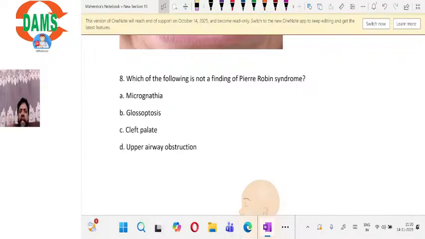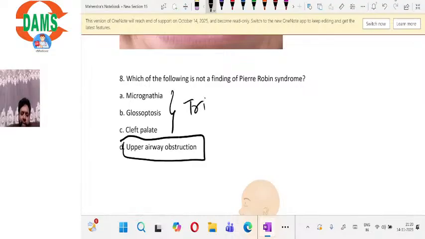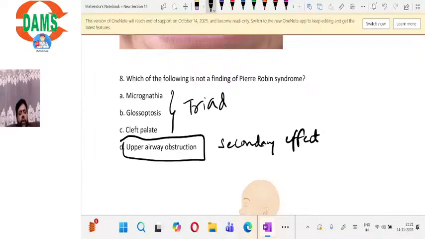Upper airway obstruction takes place. Yes, but it is not a definite finding. The triad is only these three. We have discussed this triad of Pierre-Robin syndrome: micrognathia or retrognathia of the mandible, glossoptosis, what is glossoptosis? Falling back of the tongue, and cleft palate. Upper airway obstruction can occur, but it is a secondary effect. Remember, it is a secondary effect of the glossoptosis. That is the important point you have to remember.